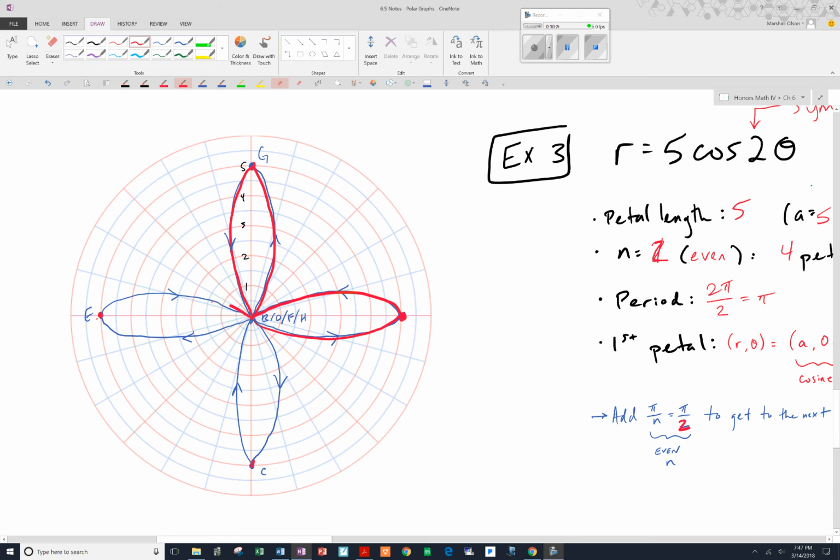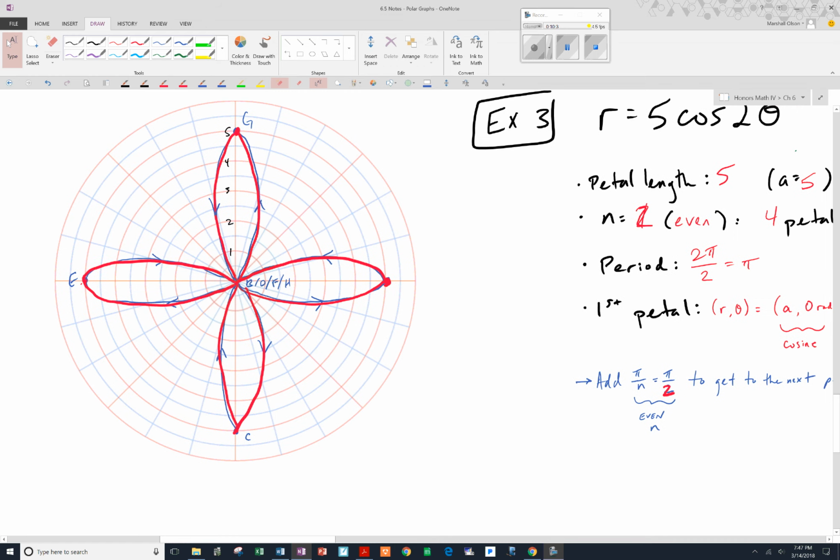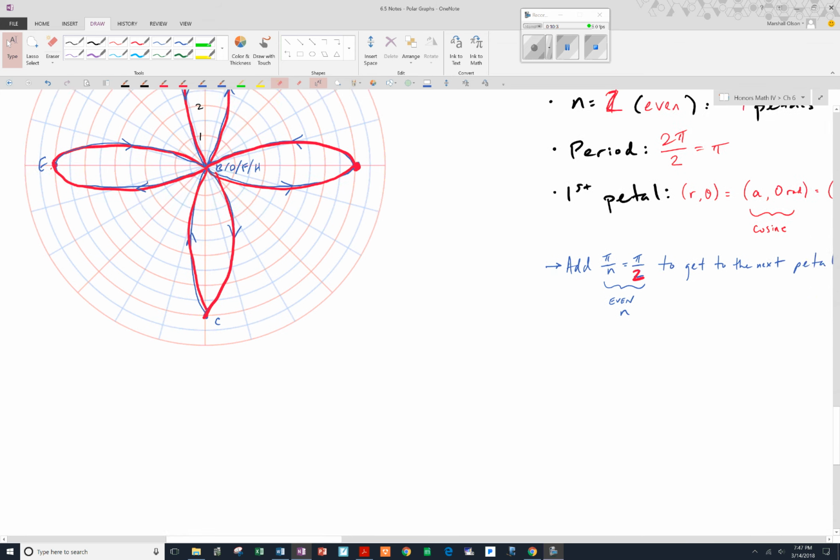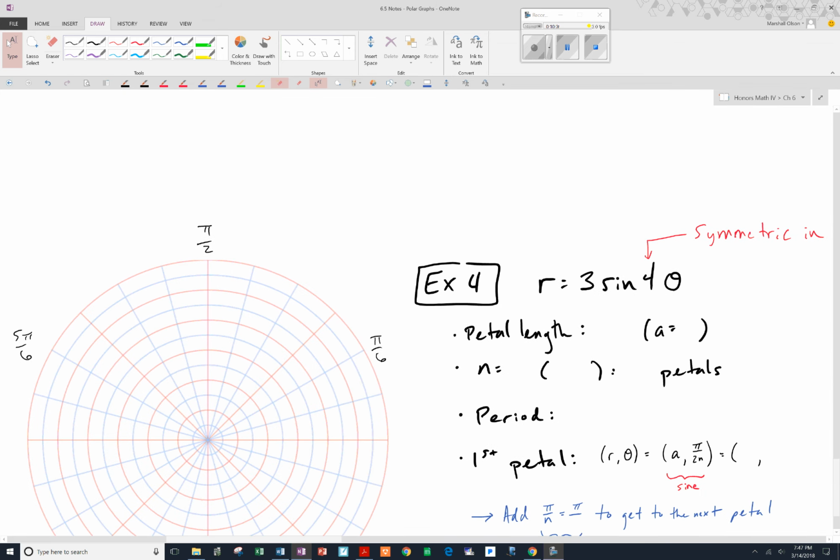So this would be a 4-petaled rose graph. It is symmetric in the pole, or in the origin, or both the y and the x-axis, because it has an even number of petals. And that's what we're interested in doing here, okay? All right, let's take a look at example 4 here.